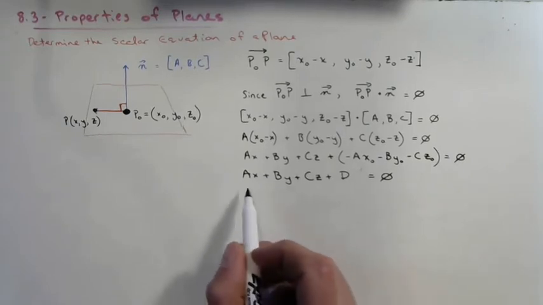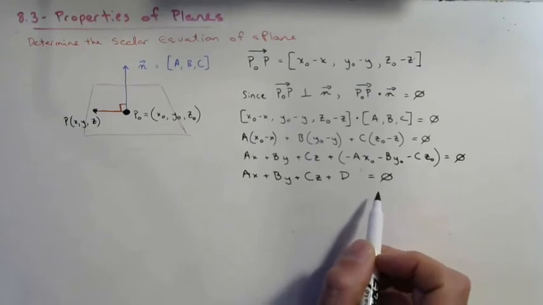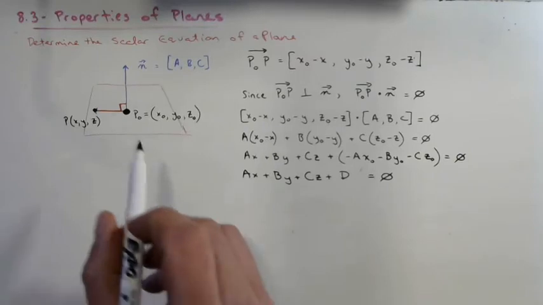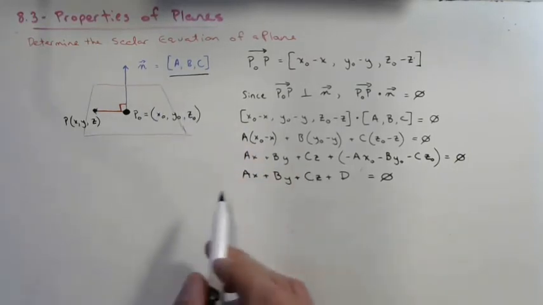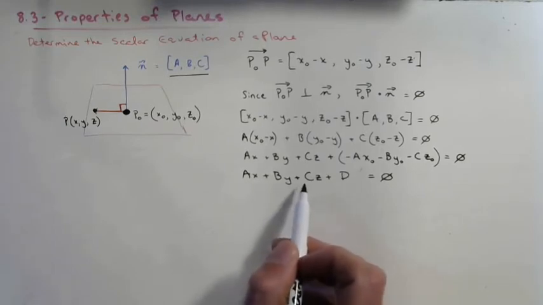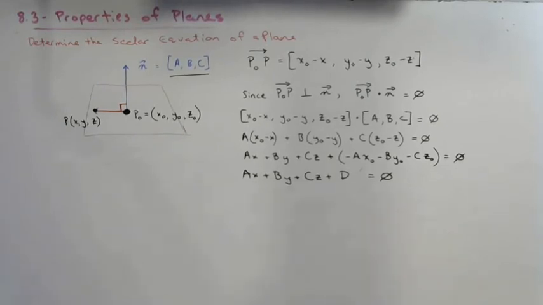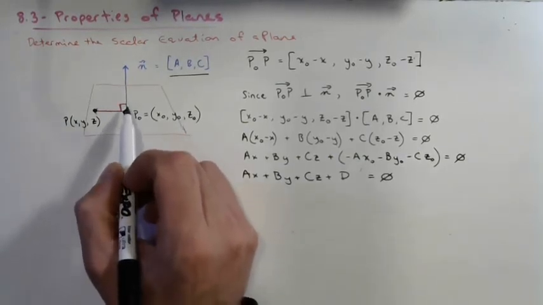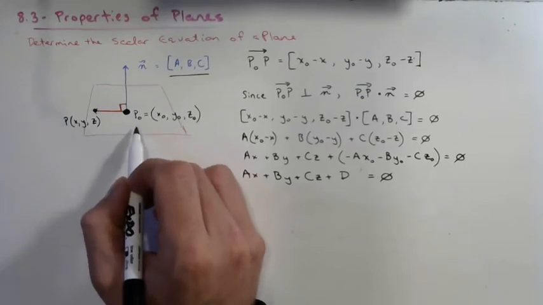So this, Ax plus By plus Cz plus D equals 0, this is the scalar equation of the plane that has a normal vector (A, B, C). So you can see how we get that. You just are going to end up plugging in A, B, C right there. And you may need to do some work to figure out what D is. But that's a scalar equation of a plane. And we can determine that simply by having the normal vector (A, B, C) and knowing where it takes off from at point P naught.